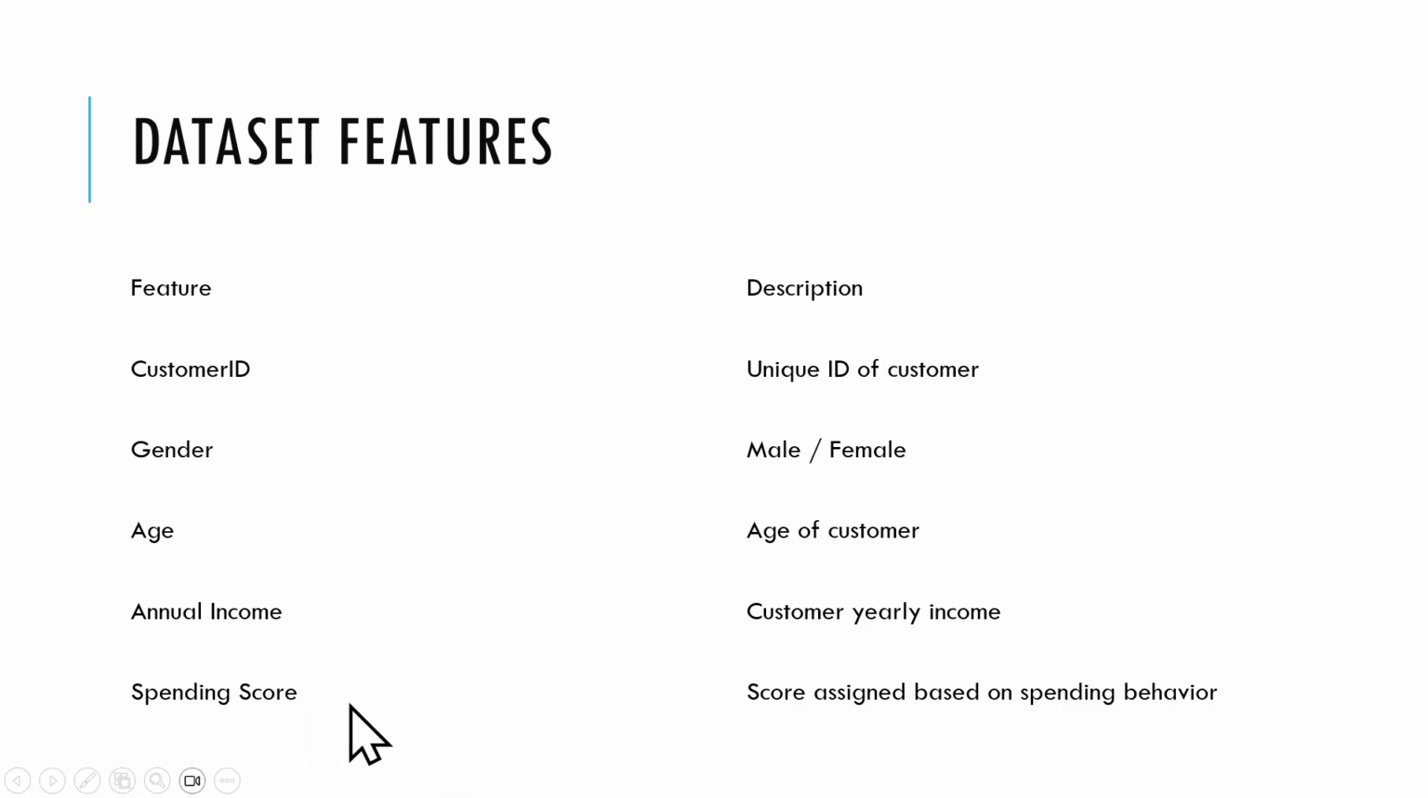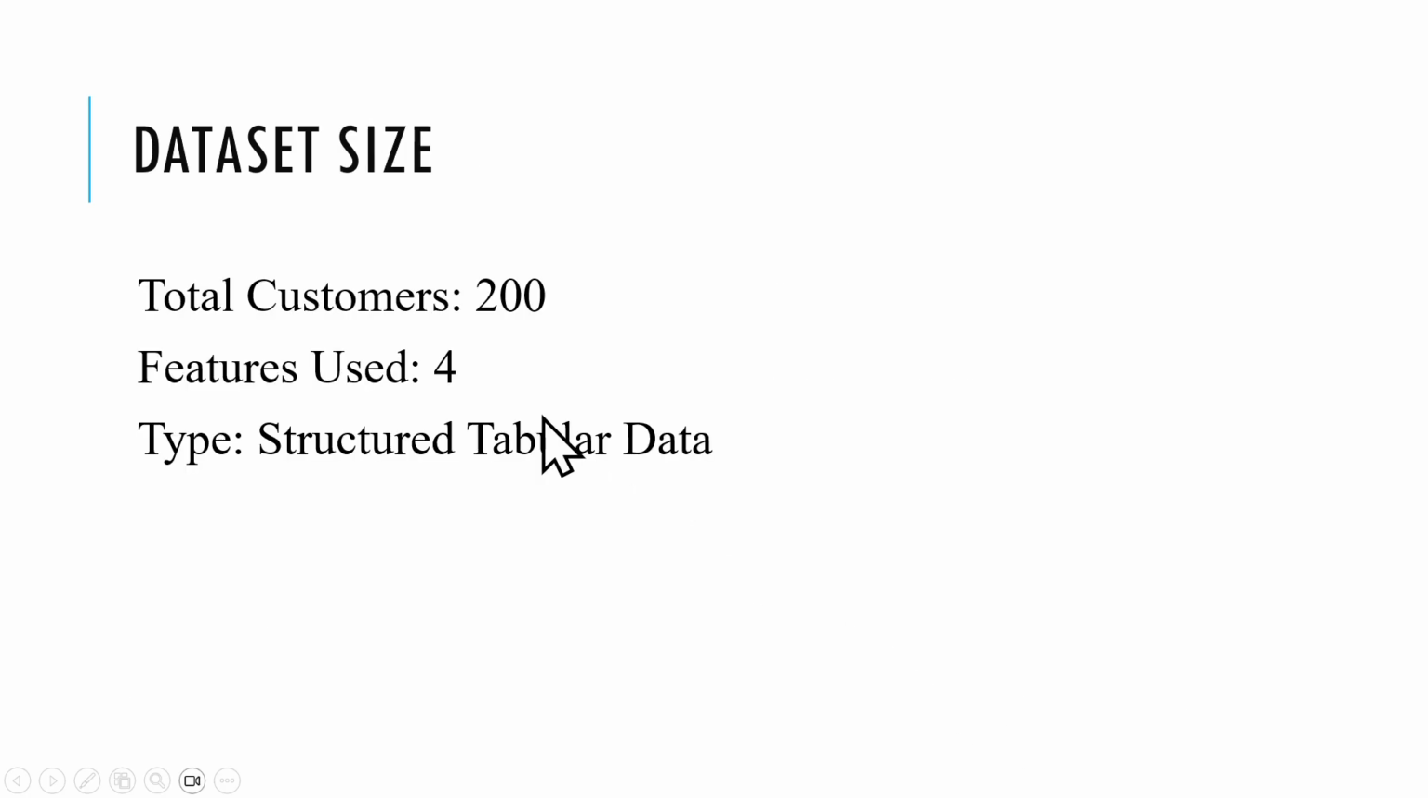Spending score is assigned based on customer purchasing behavior and shopping activity. The dataset contains a total of 200 customers. The records are used to analyze customers' behavior pattern. These features are highly useful for identifying similarities among customers and creating meaningful customer segments.